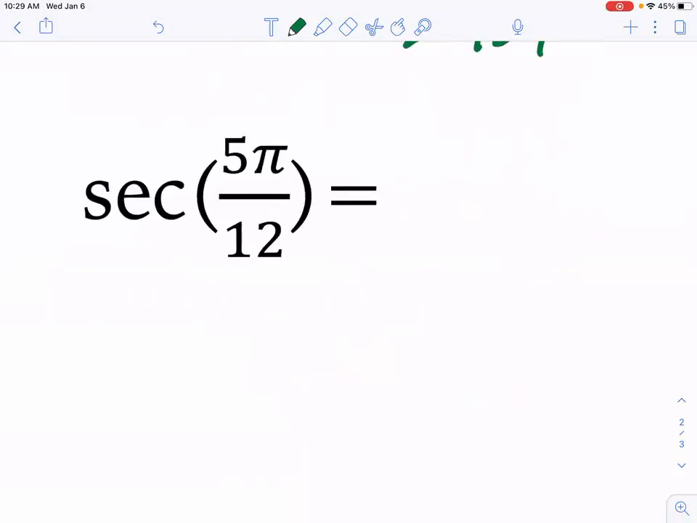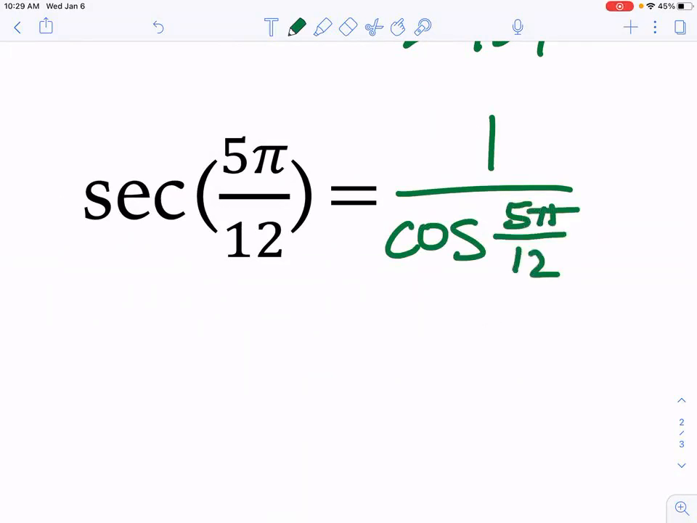Which mode should you be in for this one? Radian. Man, that was annoying. So you have to practice. Change it to radian mode, and secant is the reciprocal of cosine. So as long as you're in radian mode, you can punch in 1 over the cosine of 5 pi over 12.